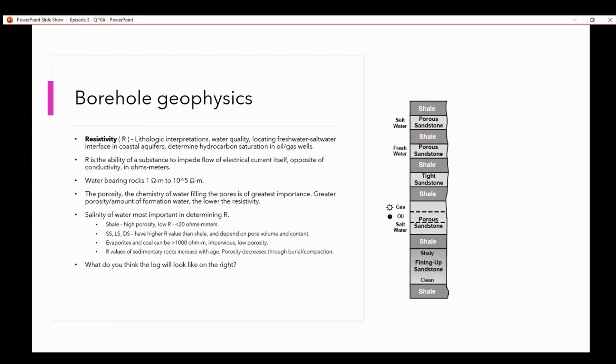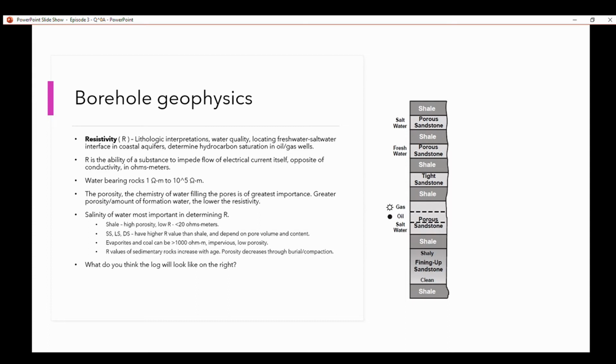If that makes sense to you guys, hopefully it does. Shale has high porosity and low R, so it's typically less than 20 ohm-meters. Sandstone, limestone, and dolostone have a higher R value than shale, and they depend on pore volume and content. Evaporites and coal have a very, very high R, and they're impervious and low porosity. R values of sedimentary rocks tend to increase with age, because porosity decreases through burial and compaction.